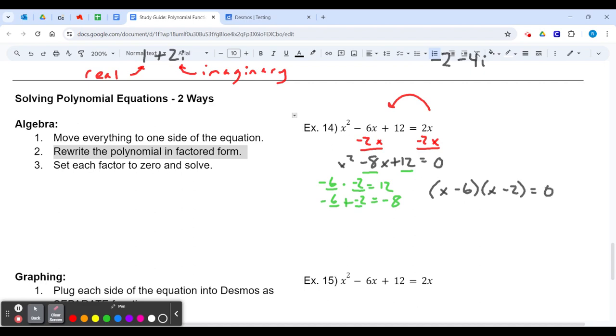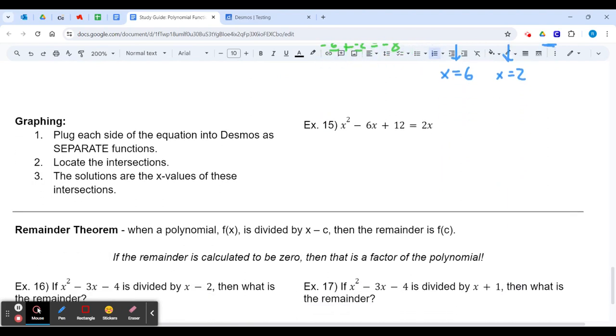And if I go ahead and solve that, we can solve that by finding the zeros because that's what our right side is equal to. That tells me that I have solutions of x equals 6 and x equals positive 2 by way of flipping that sign or setting it equal to 0 and solving.